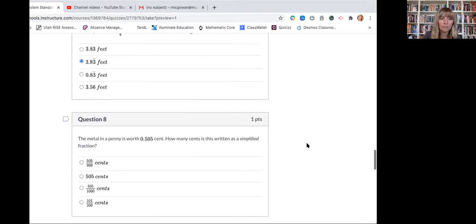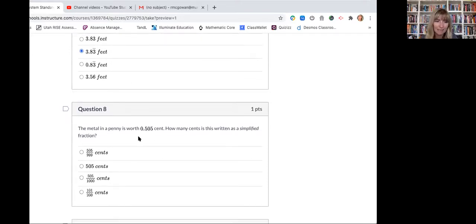All right, let's go back to this one. So what if it terminates? This terminates, so it is not going to be the rule of 9s. Don't put it over 999. Don't get yourself confused. That's only for repeating. I don't see a repeating bar. This is going to go over 1,000. But don't pick that one, because this says simplify. Guess what? 505 and 1,000 are both divisible by 5.